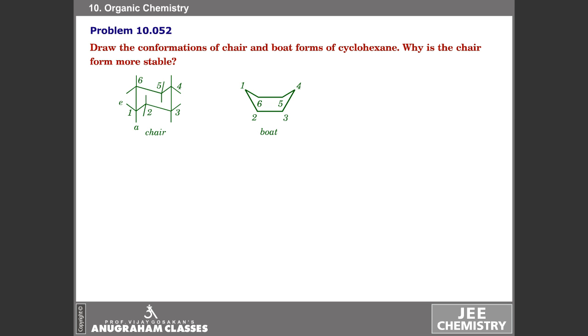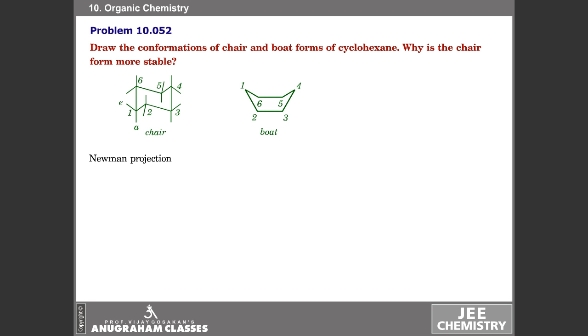Similarly, we have drawn the boat form. Now, to explain the stability, we have to show that the chair form is staggered and the boat form is the eclipsed form of cyclohexane.